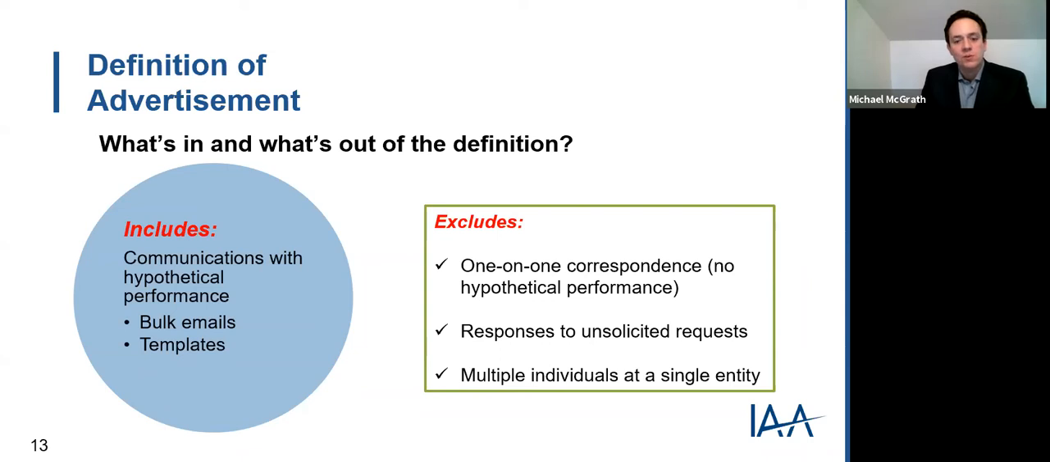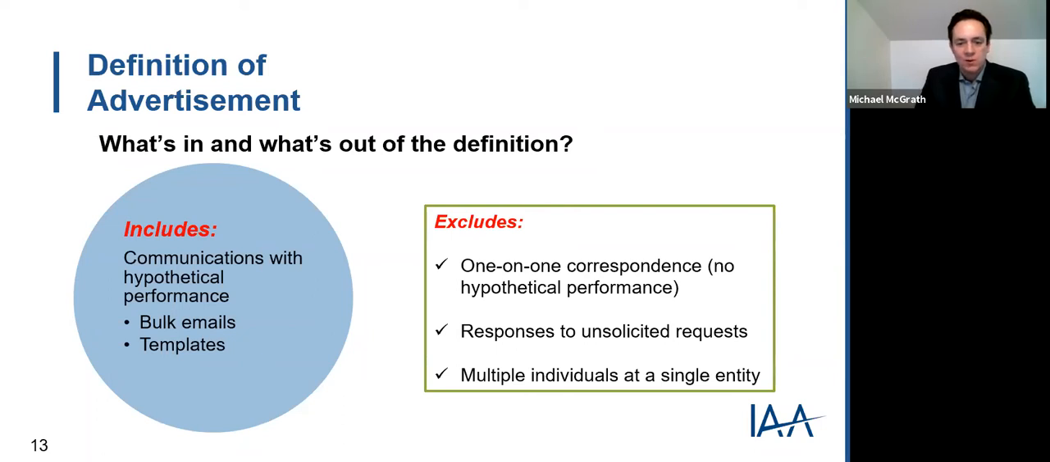But now for some good news, what does this exclude? Traditional correspondence with no hypothetical performance information, not an advertisement, not subject to the requirements of the rule. It's still subject to the anti-fraud provisions of the Act. You can't defraud someone in a standard communication and then say, well, it's not an advertisement, so I'm clear. But it's not subject to the specific requirements that we'll get into momentarily.